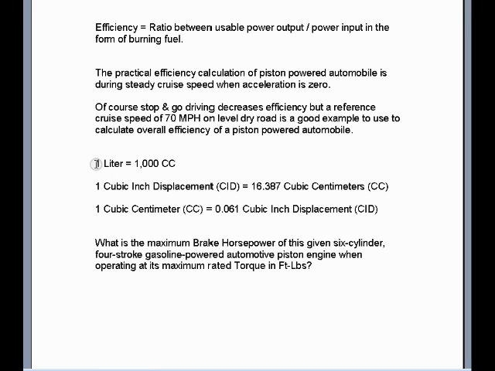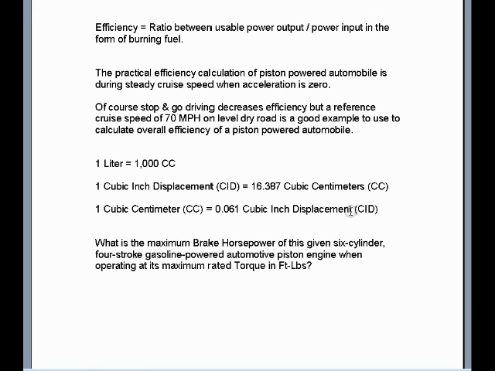Also, when you're dealing with liters displacement in the metric system, 1 liter is 1,000 cc. If you want to go from cubic centimeters to cubic inches, you multiply the cc's times 0.061, and that will translate to the cubic inch displacement. That is because it takes 16.387 cubic centimeters to equal 1 cubic inch of volume.